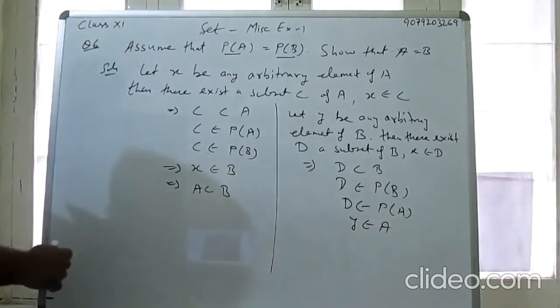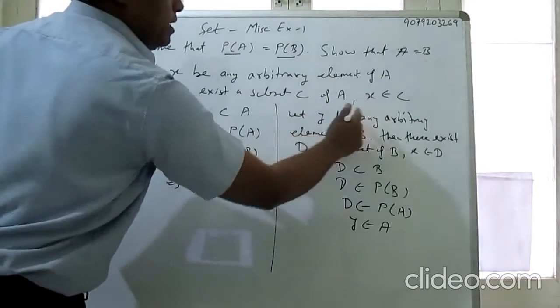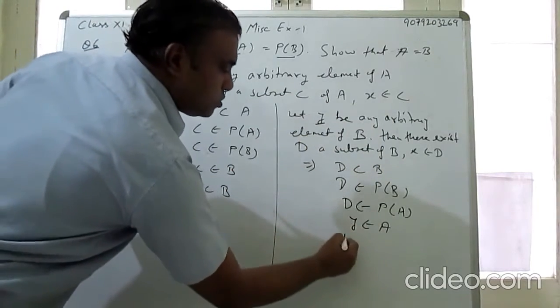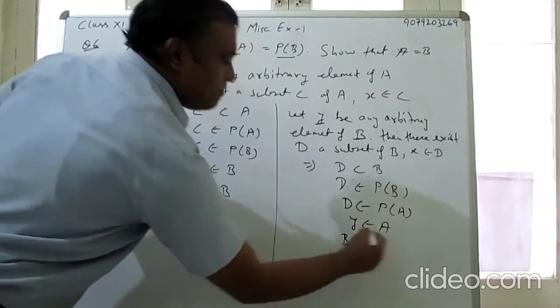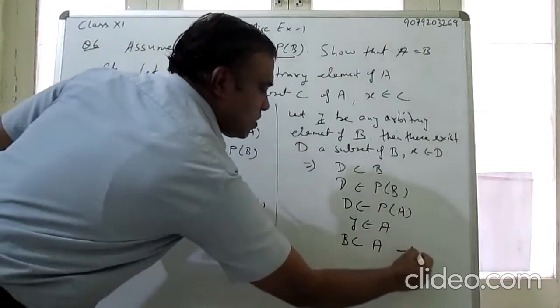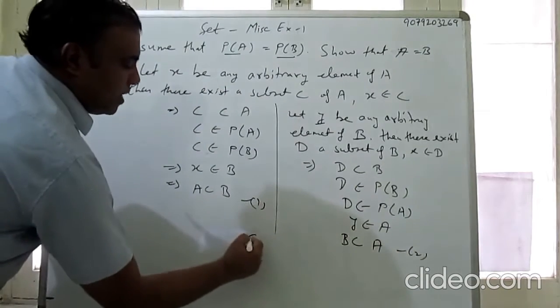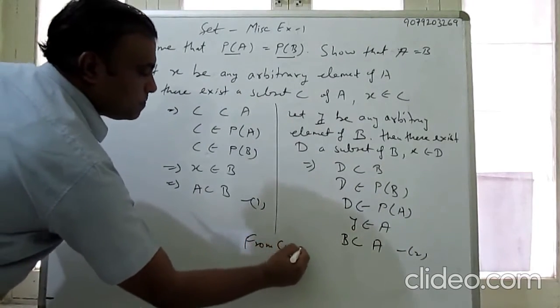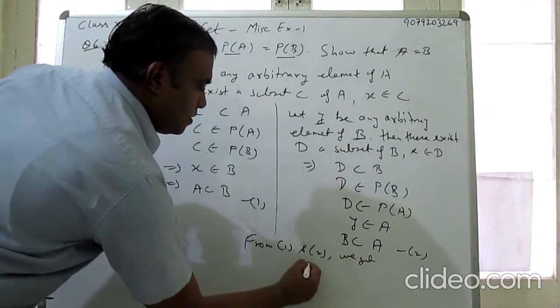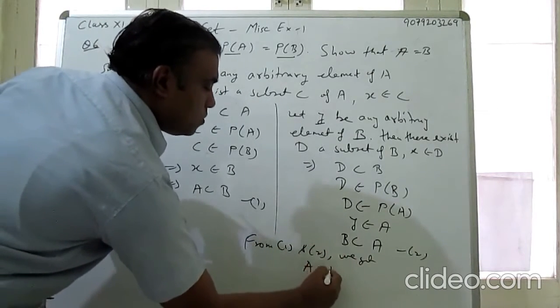Y belongs to A. Y belongs to B. Y belongs to B and Y belongs to A. It means B is a subset of A. B is a subset of A. This you can say first, this you can say second. From 1 and 2 we get A is equal to B.